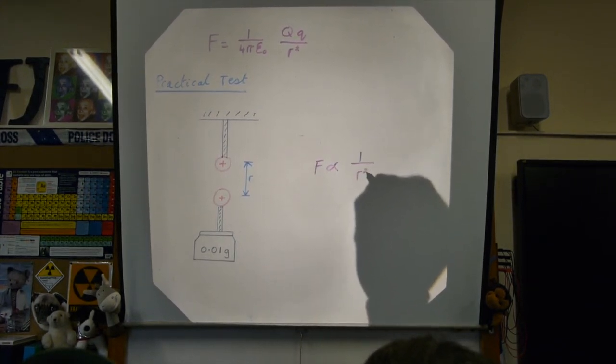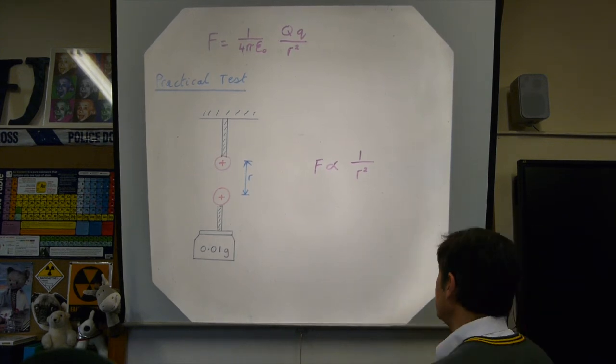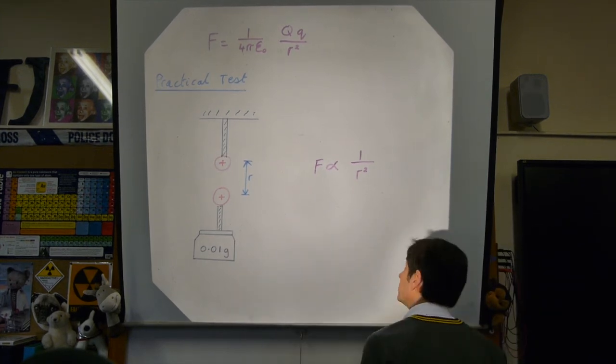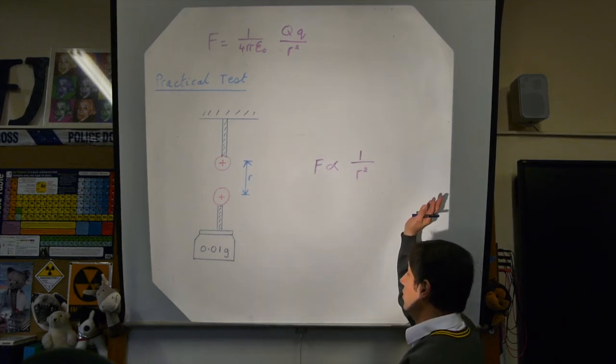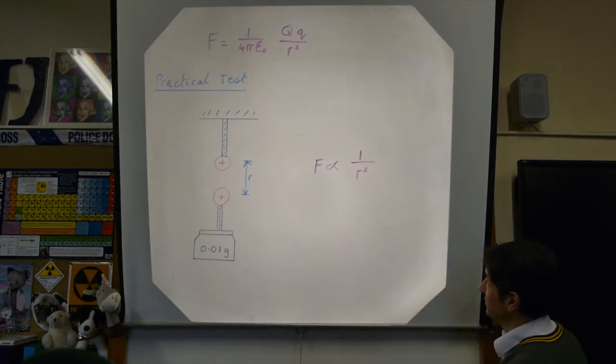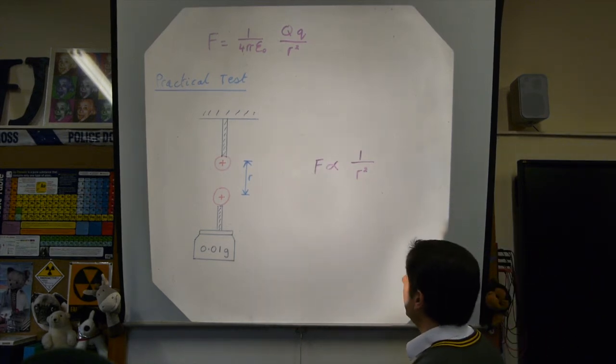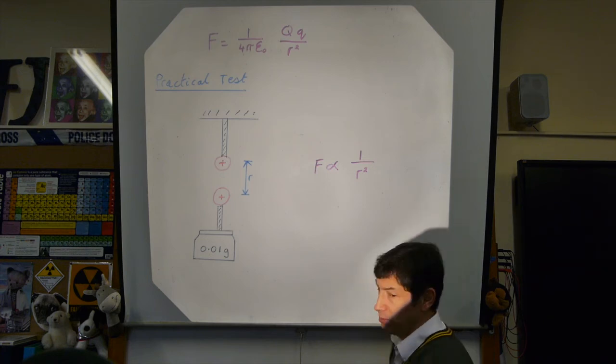I'm not going to go into the detail of what numbers you would take, and then you'd plot graphs, and what would you put on the axes, force and 1 over r squared, to get a straight line, etc. You know that sort of stuff. And then how would you check out the QQ bit?